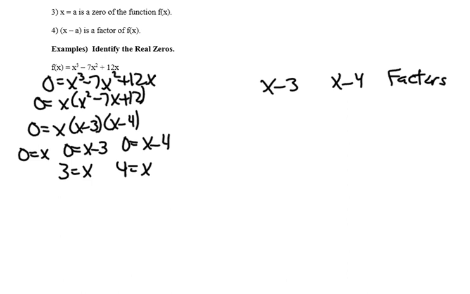Okay, 0 equal to x is done. So 3 is equal to x and 4 equal to x. So my zeros then are 0, 3, and 4. Now, make sure that you know x minus 3 and x minus 4 are factors. And then when I write 3 equal to x and 4 equal to x, like I did earlier, those are zeros. There is a relationship between factors and zeros to factors. We'll discuss more of that later on.